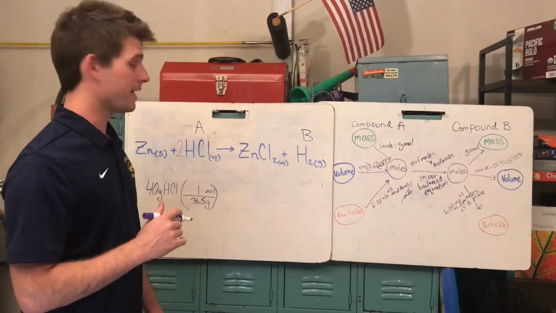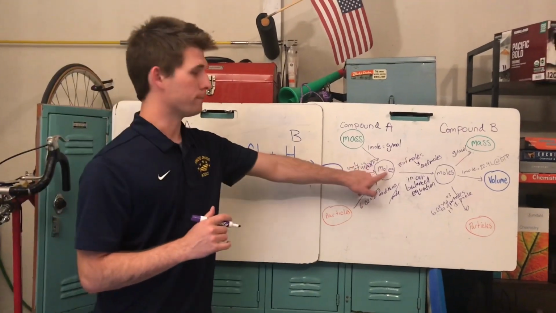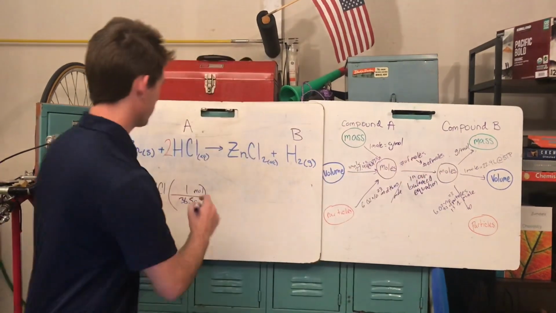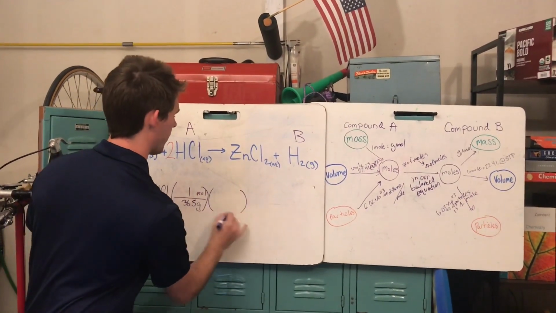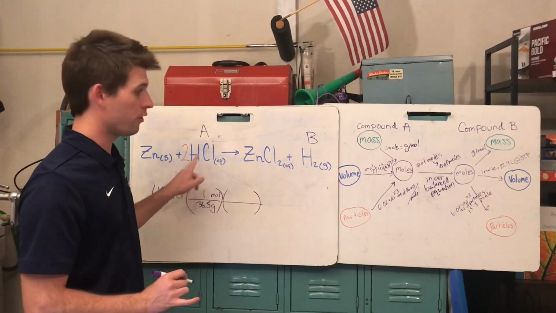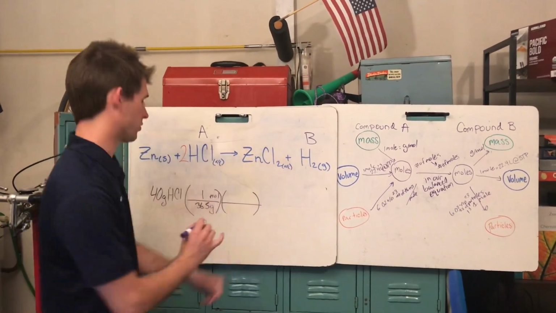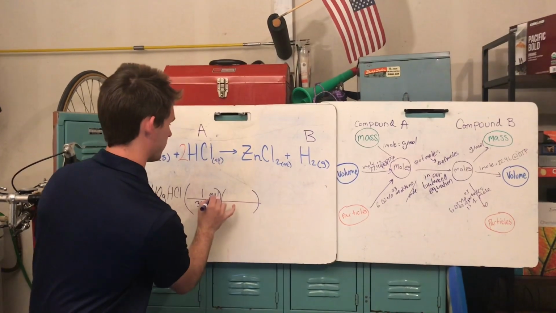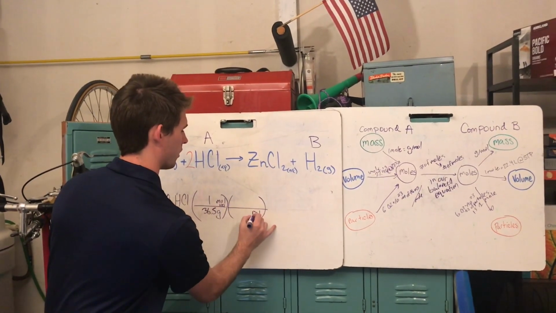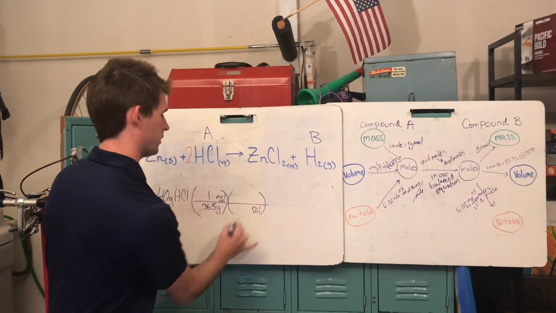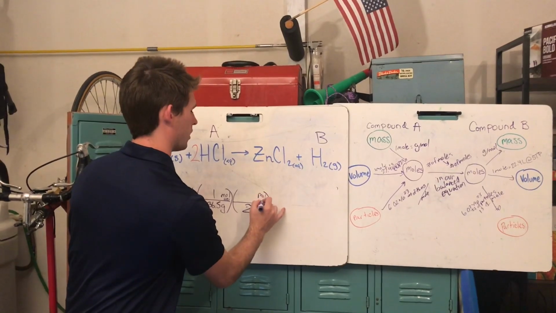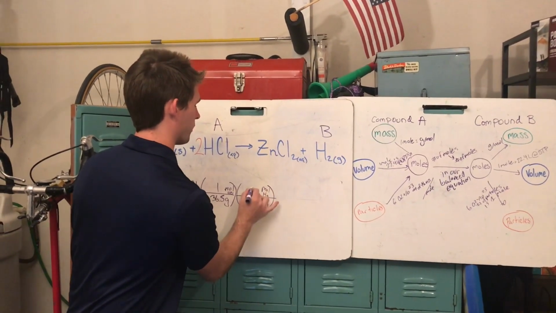The next thing that we need to do is convert from moles of hydrochloric acid to moles of hydrogen gas. So, I know that we have 2 moles of hydrochloric acid for 1 mole of hydrogen gas. So I'll just write that. Because this is moles of HCl, we'll put moles of HCl on the bottom. We know that that's 2. And we'll put moles of hydrogen gas on the top. And we know that's 1.